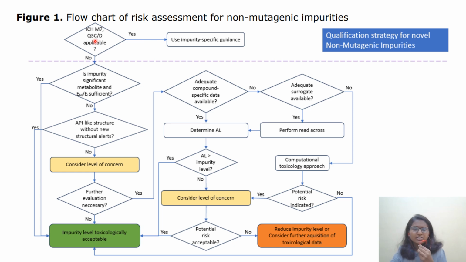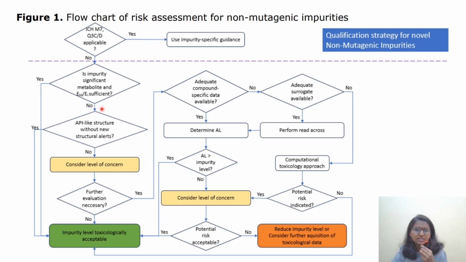Since it is not a residual solvent and neither is it an elemental impurity, ICH Q3C and Q3D are also not applicable. So it becomes no. Qualification strategy for novel non-mutagenic impurities: all these guidelines are not applicable, so it becomes no. Is the impurity a significant metabolite or not? Let us assume no. Let us go through both the pathways.